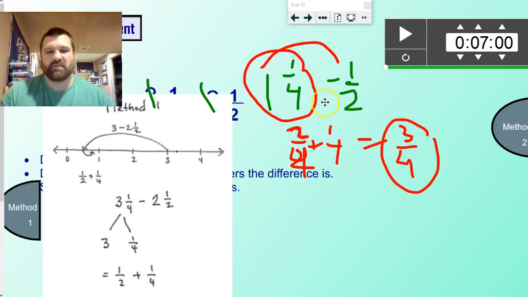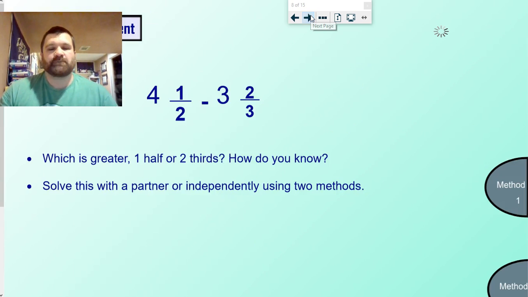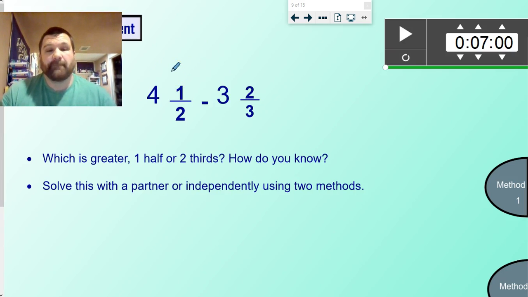Or maybe you chose to do it this way. You could have also used blocks. Okay, so again, you're more than welcome to solve this any way you'd like. Go. Okay, well, hopefully you're done or you're stuck. So I'm going to solve this the same way.